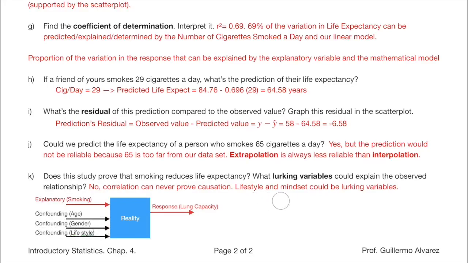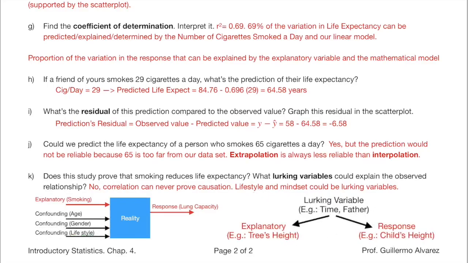A different structure is this. When we have a variable that affects both at a time, the explanatory and the response variables. In cases like this, the explanatory and response variables change together, not because one is the cause of the other, but because there is a third one causing both.